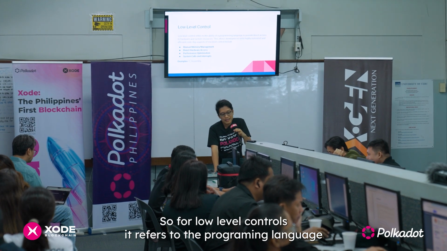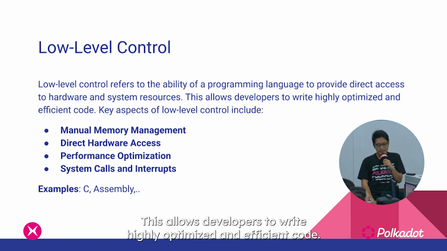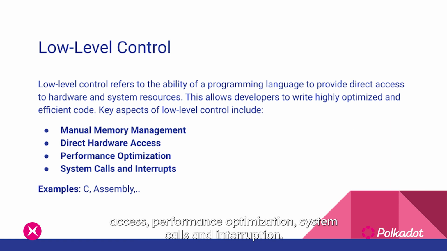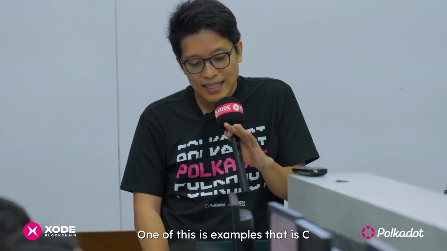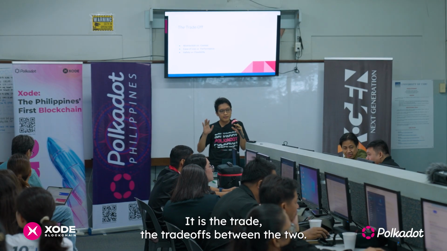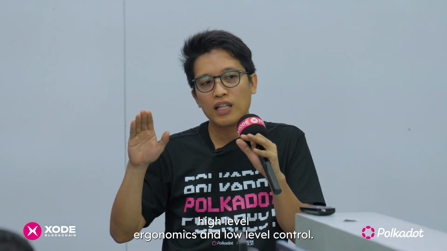So low-level control refers to programming languages that provide direct access to hardware and system resources. This allows developers to write highly optimized and efficient code. Key aspects of low-level control include manual memory management, direct hardware access, performance optimization, system calls, and interrupts. Examples of these are C and assembly. Now the trade-offs between these two, high-level ergonomics and low-level control.